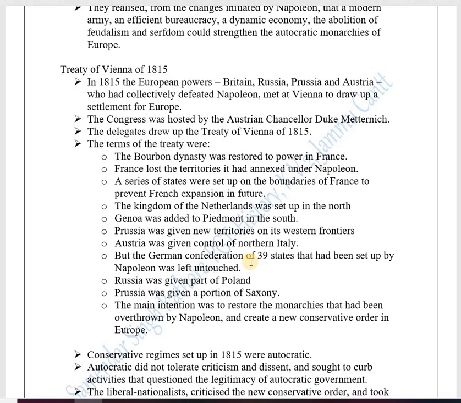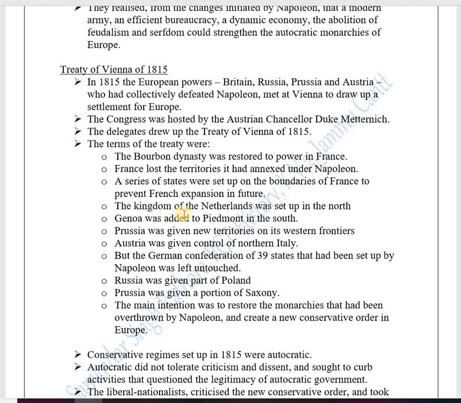Now a series of states was set up on the boundaries of France to prevent French expansion in future. So now small states have been established on the French border. That means whenever France will try to attack any country, it will first come to attack these small states, and by the time France is having wars with these small states, all these big empires will come to help.